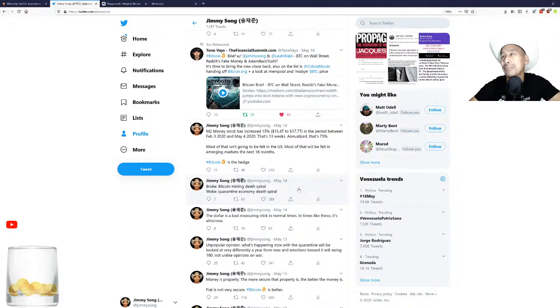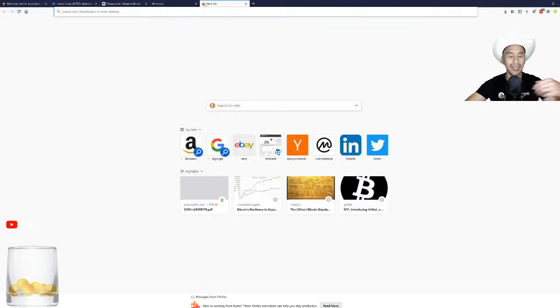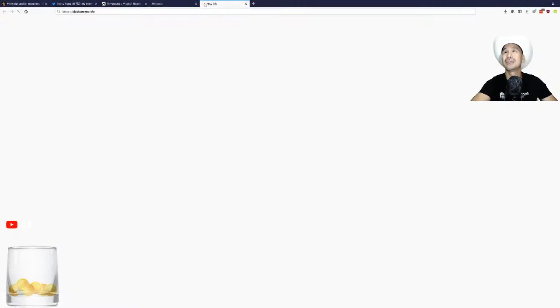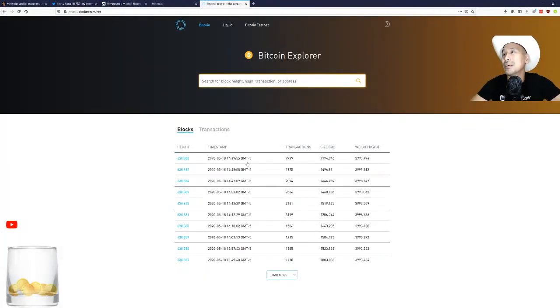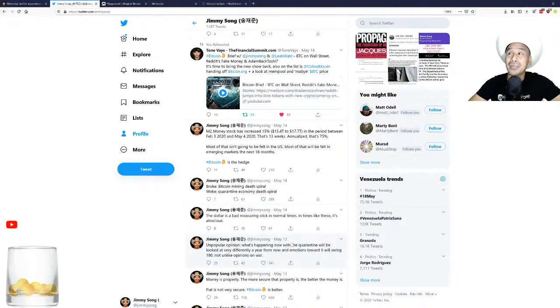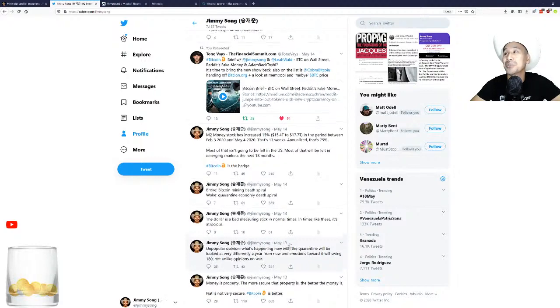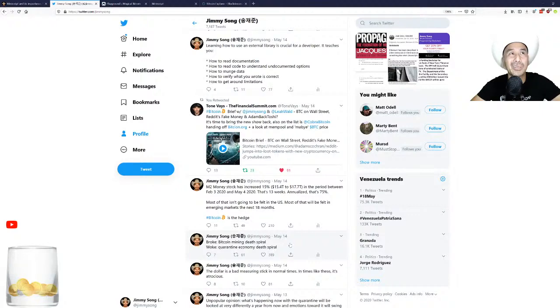Broke: Bitcoin mining death spiral. Woke: big quarantine economy death spiral. So yeah, the Bitcoin mining death spiral didn't happen. We can look at it right now. If you look at the blocks that are coming in, there's a significant number of them. Within the past hour, there's been at least 10 blocks. So it's not a death spiral at all. If anything, more people are mining. But on the other hand, the economy is flushing right down the toilet. It looks like the economy is entering a death spiral very, very quickly.